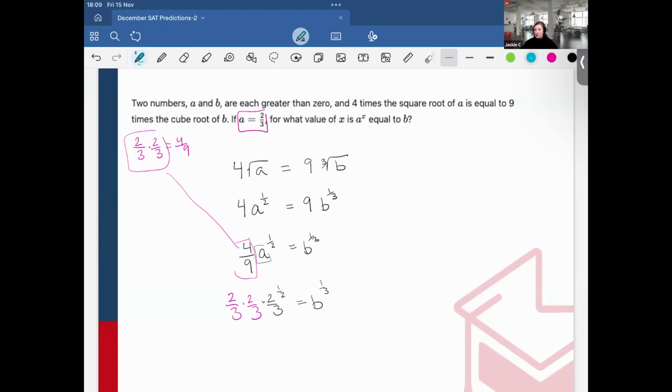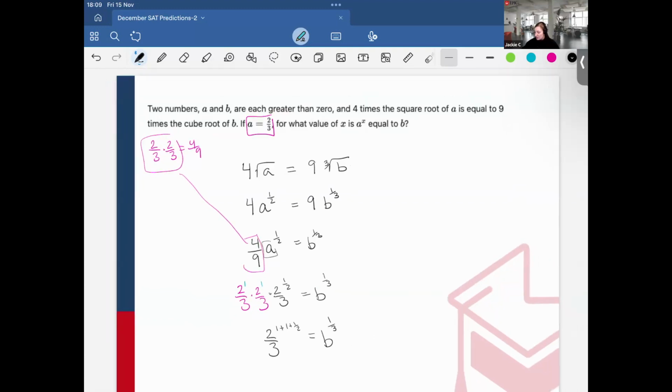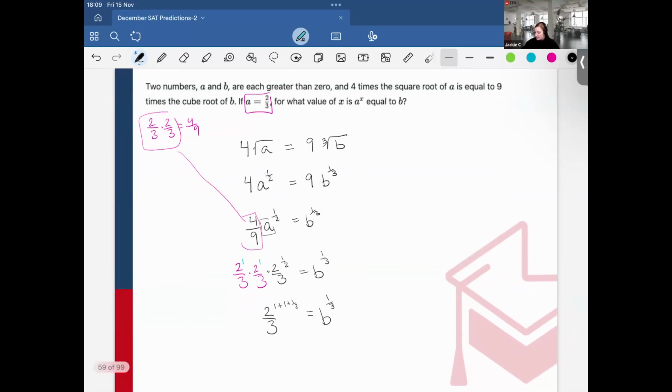So now the bases are all the same. Remember, there's like an invisible exponent attached here. And now I can just do 2/3 to the power of 1 plus 1/2 is equal to b to the 1/3. And when I simplify, it's 2/3 to the 3/2 is equal to b to the 1/3.